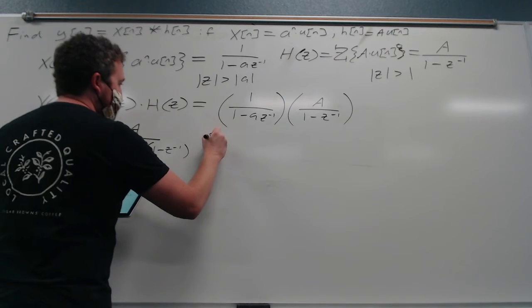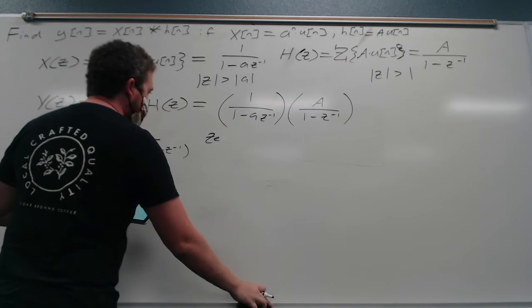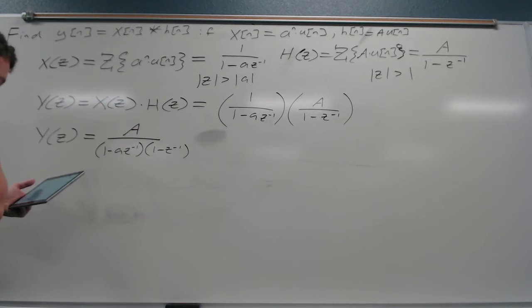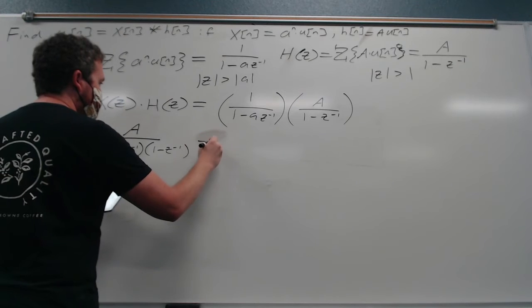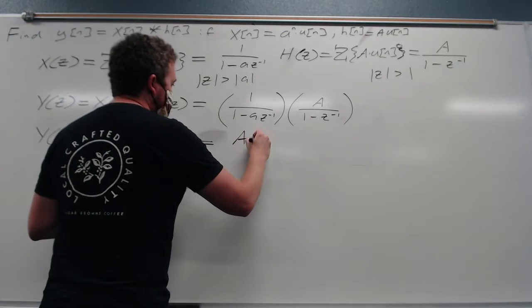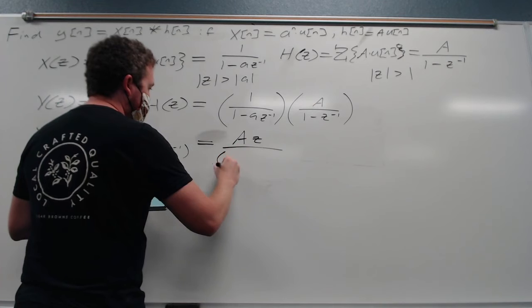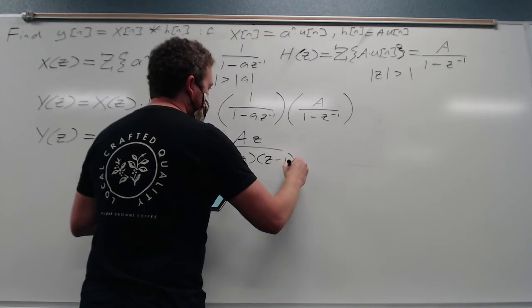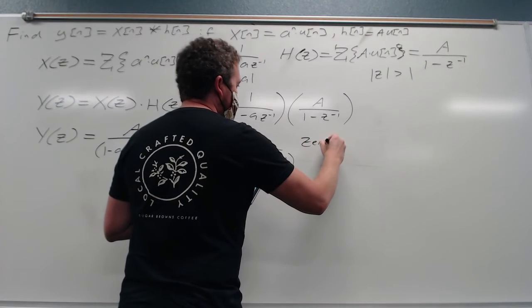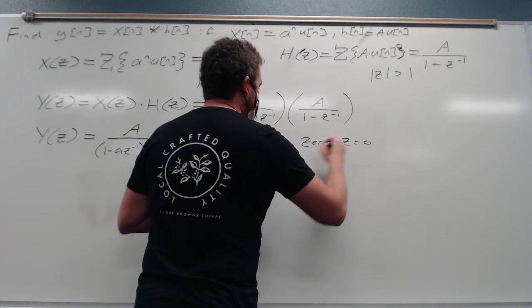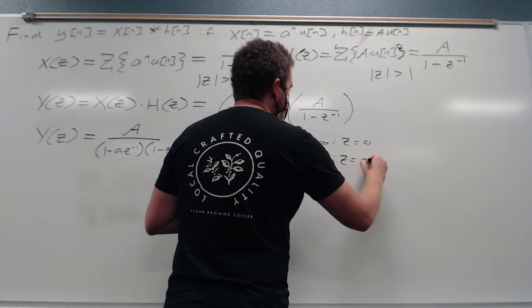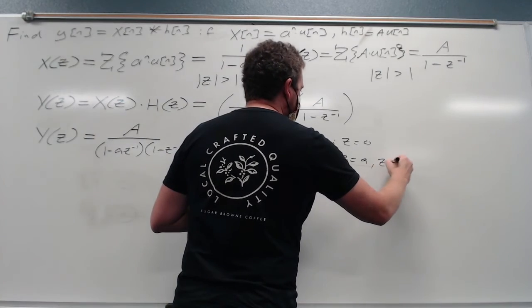Which means that we've got a zero, excuse me, if we rearrange it, we would have this, right? A times z over z minus a and z minus 1, which means that we have a zero at z equals 0 and poles at z equals a and z equals 1.